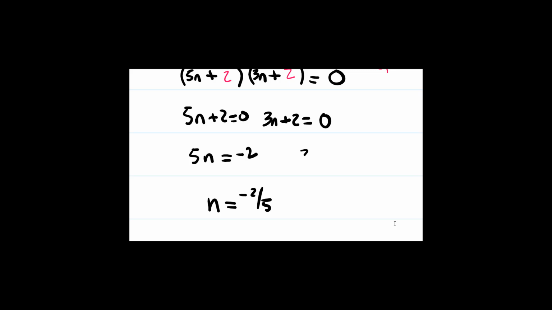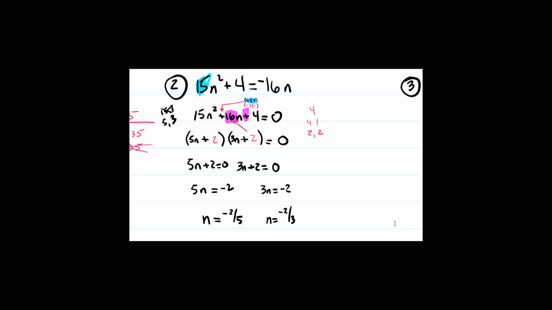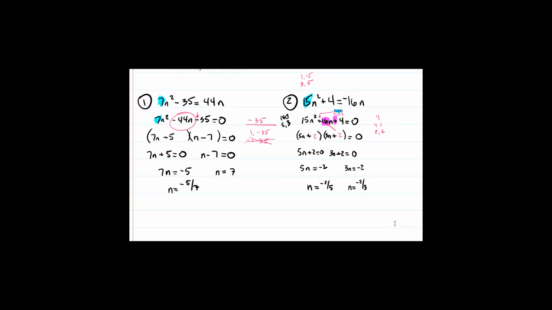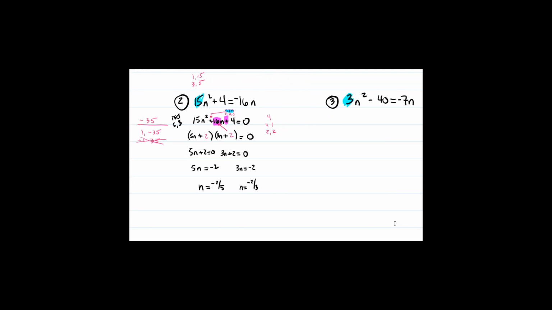And then the second one, when we get 3n equals negative 2, we'll end up with a value of n equals negative 2/3. So my 2 solutions to this particular quadratic are going to be n equals negative 2/5 and n equals negative 2/3. All right, so that's the one that's going to take a little bit longer when you have multiple combinations for the a term. Now in the first example we did, there was only one combination for the a term, because that was a prime number. The a term in example number 2 is a composite number. So we're going to have more options to possibly play with for that.